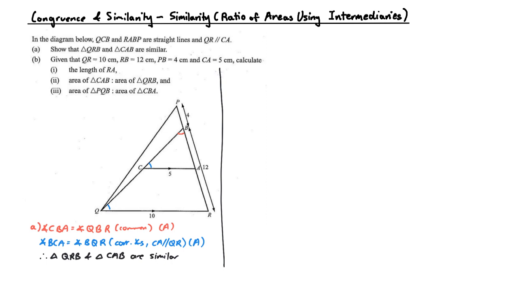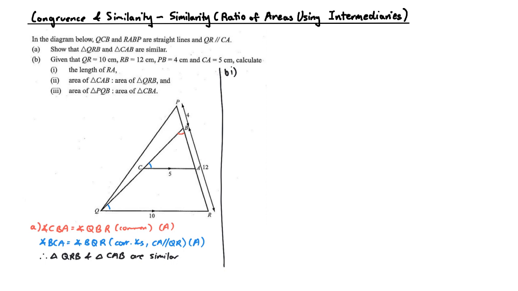Now look at B1. Given that QR equals 10, okay, that's already written down. RB is 12, also written down. PB is 4, yep. CA 5. Calculate the length of RA. So RA here, right? So you got the big one, and you have the corresponding set here. So you can find the small one here over the big one. This equals the small one over the big one. Once you get this, you can find the difference between 12 and this, you get this. All right? So let's give it a shot.